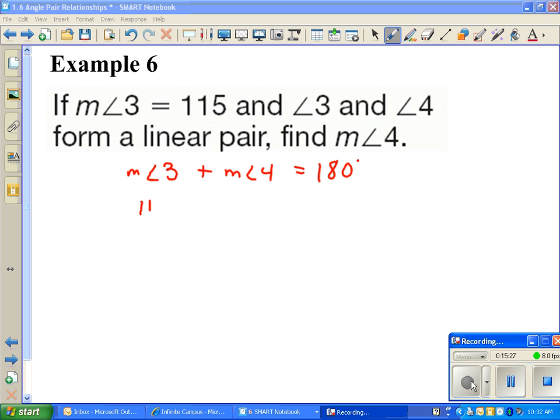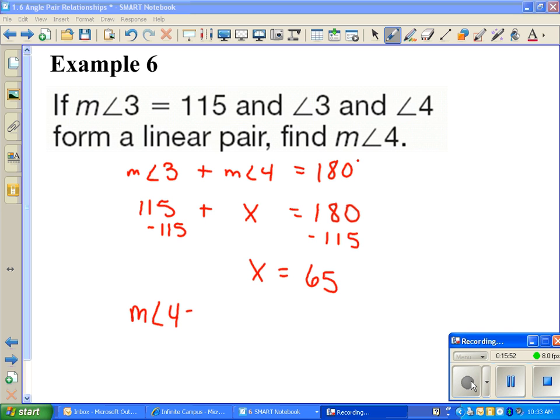All right, so you know this is 115. This one we don't know what it is. I'm going to call it X. And that's 180. Now what do we do? Subtract 115 from both sides. Good. And you get X equals what? 65. Yes. Okay, so X equals 65, but the measure of angle 4 is what? 65 degrees. All right.